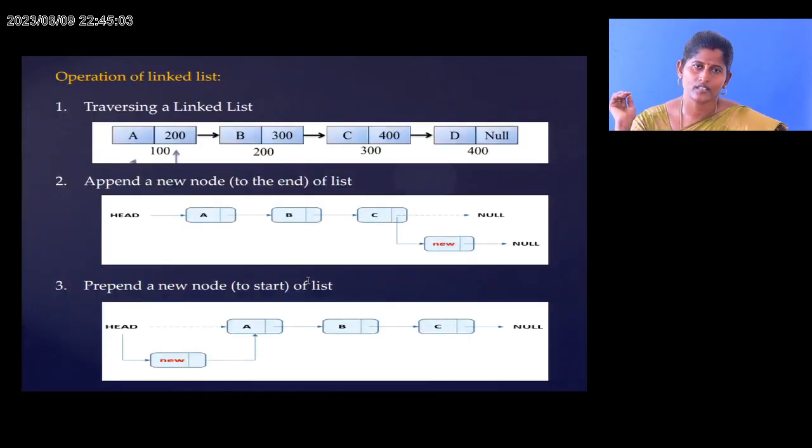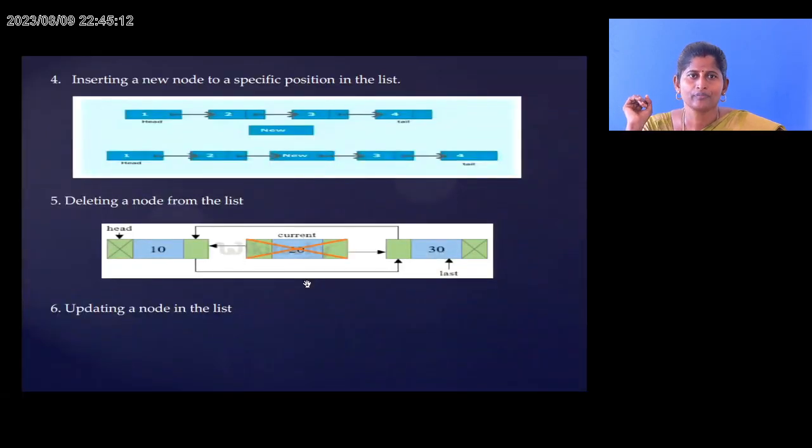The operations in a linked list: traversing a linked list, appending a new node into the list, prepending a new node into the list, inserting a new node at a specific position of a list, deleting a node from a list, and updating a node in the list.